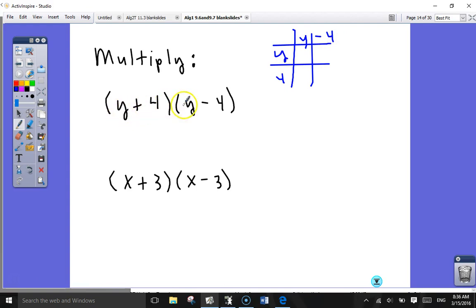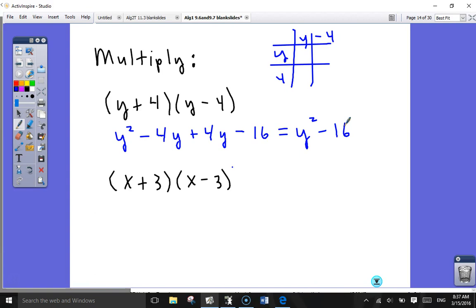I'm going to foil. Y times y is y squared. Y times negative 4 is minus 4y. 4 times y is plus 4y. And 4 times negative 4 is minus 16. Combine like terms. Y squared minus 16, because the negative 4y and the positive 4y, they cancel, right?